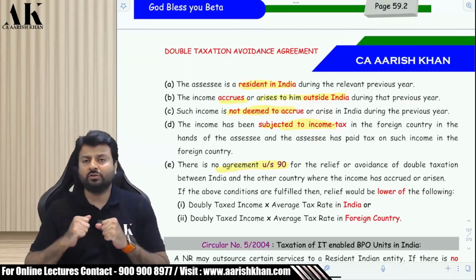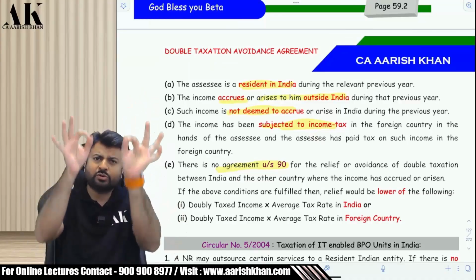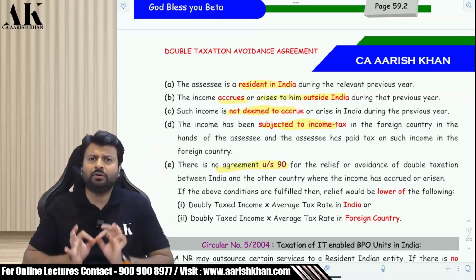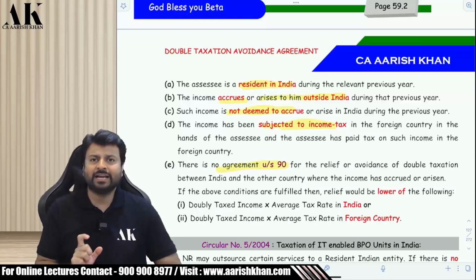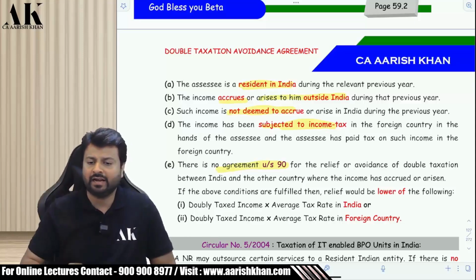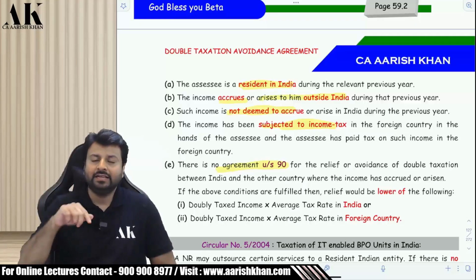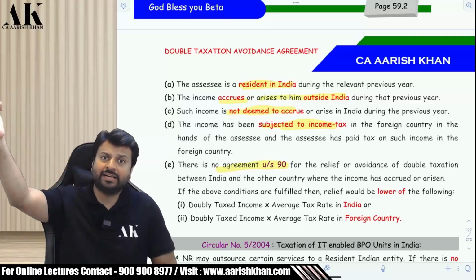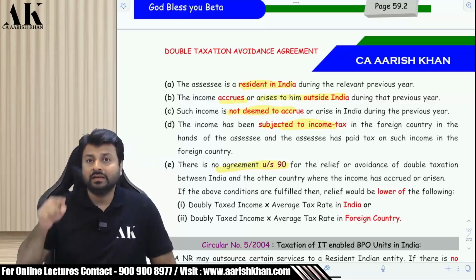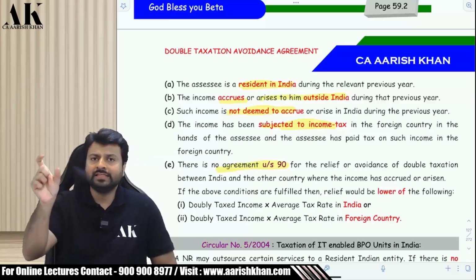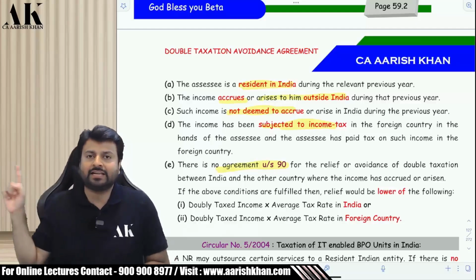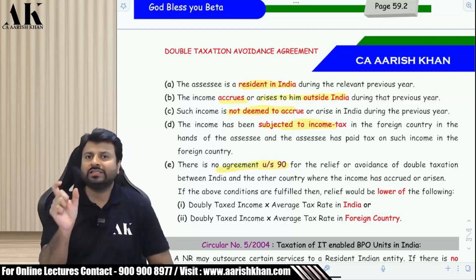In that case, what are you supposed to do? You are supposed to include all the incomes, Indian income and foreign income, take chapter 6A, and compute tax. Once tax has been arrived at, take tax divided by total income, and you will get the average tax rate in India. Keep that aside. Then see what is the average tax rate in the foreign country. Compare that with the average tax rate in India. Whichever is lower, select that.